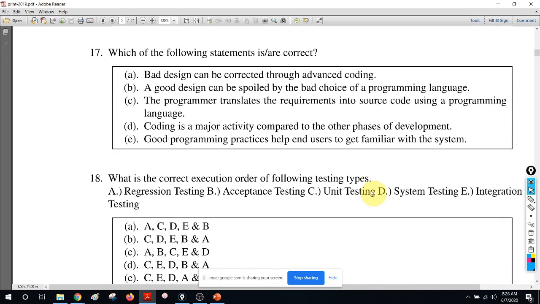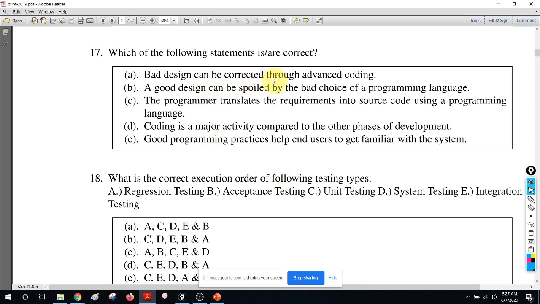17. Which of the following statements are correct? So that is why when you are setting a paper, you are exposing your personality to the society, right? Right. 17. Which of the following statements are correct?